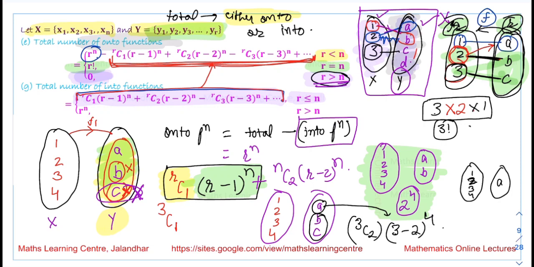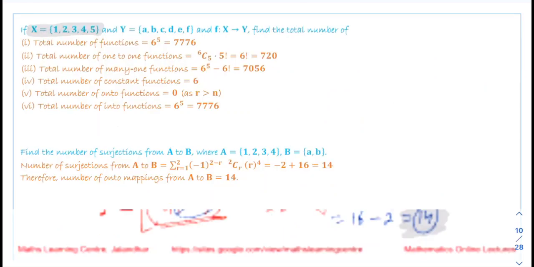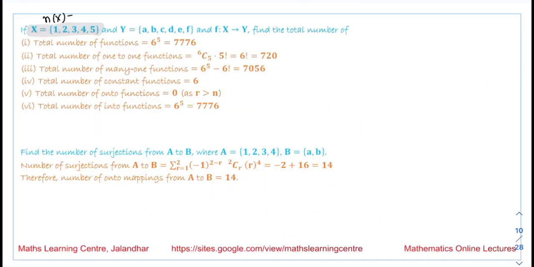We are given, let the set X have elements 1, 2, 3, 4, 5. So the number of elements in the set X is equal to 5. And the number of elements in set B is 6. We have to find the total number of functions. So the total number of functions will be equal to 6 raised to the power 5.